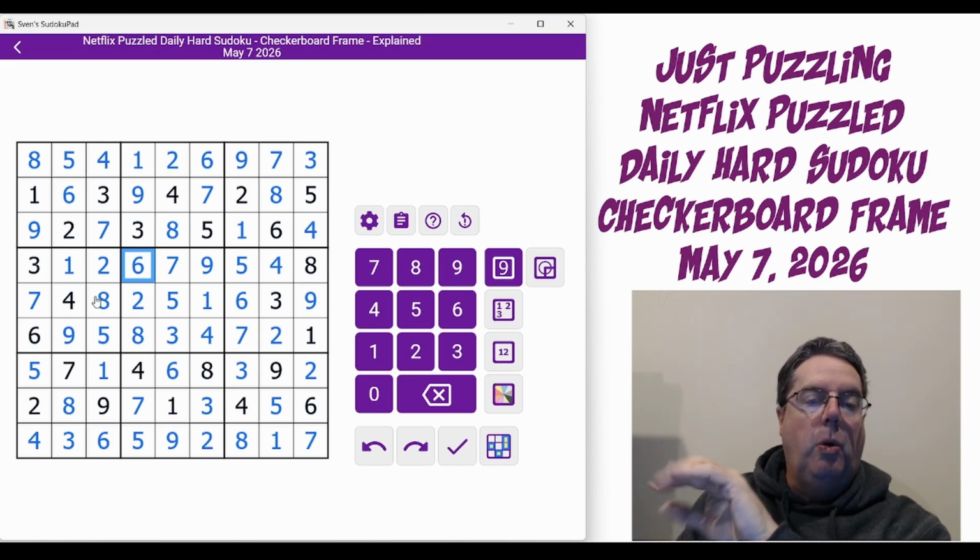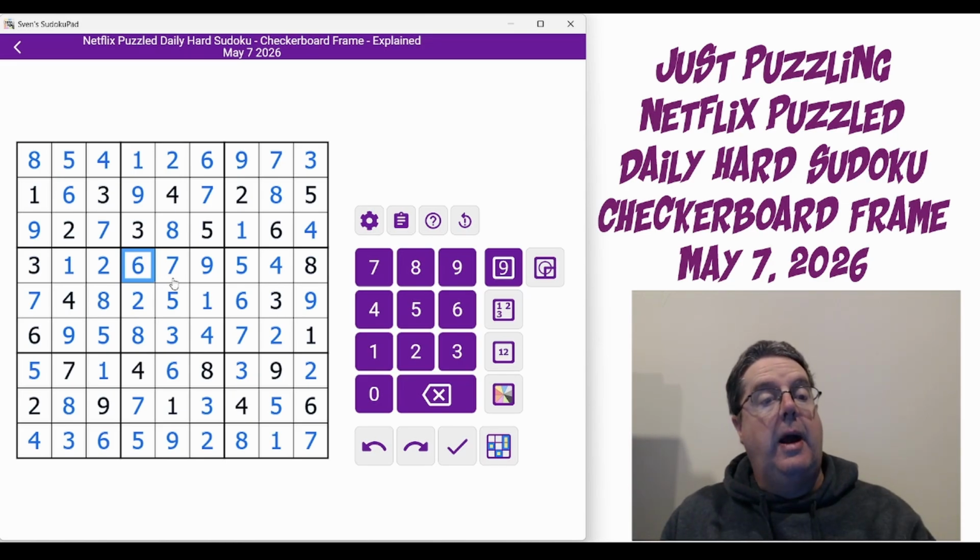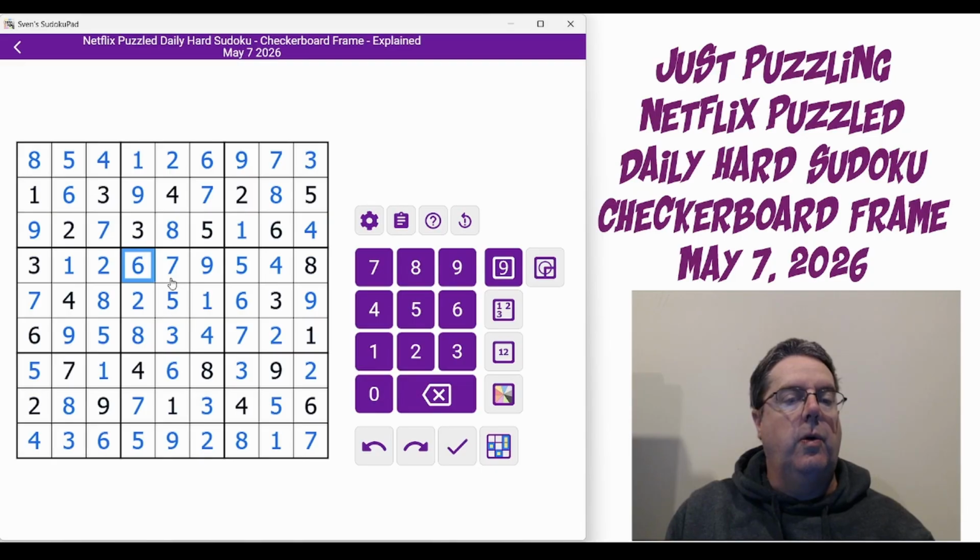Look, the puzzle's solved. I'd really love your comments to say, did I do this puzzle right, or could you have seen something else? Yeah, I'm just not sure.